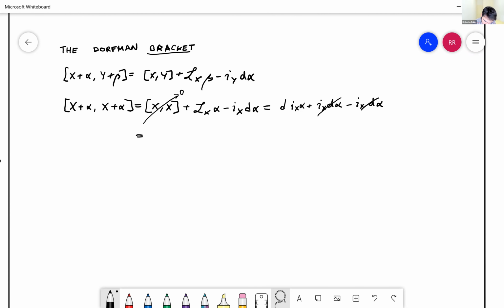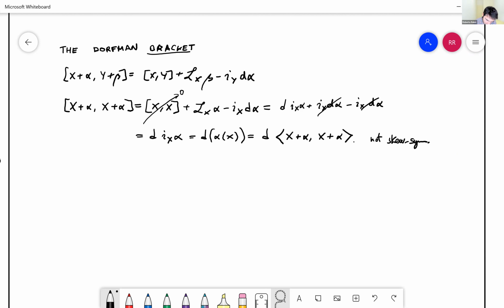What I get is d of ix alpha. But ix alpha, which is just alpha of x, and d of alpha x is actually d of the pairing of these two sections. So this is telling you that this bracket in general is not skew. But when you take sections of an isotropic bundle, it will be skew. This is a price we have to pay, this not being skew symmetric, to have some nice properties.